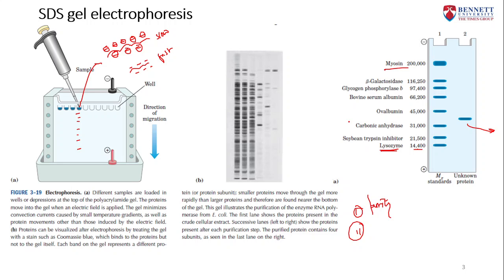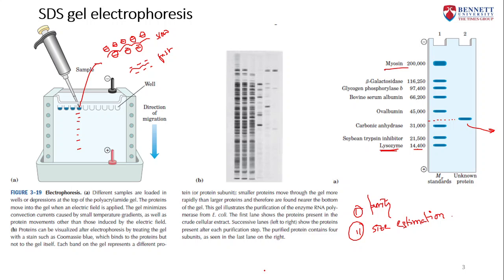Second thing is it is used for size estimation. For example, if you run this unknown protein against a bunch of known protein markers, it can tell you roughly what the size of the protein is. We have done a lab on this, and we have quantitatively estimated using the standard curve method what the size of this protein is. So that we have done in the last semester. So size estimation is also what you can use this for.